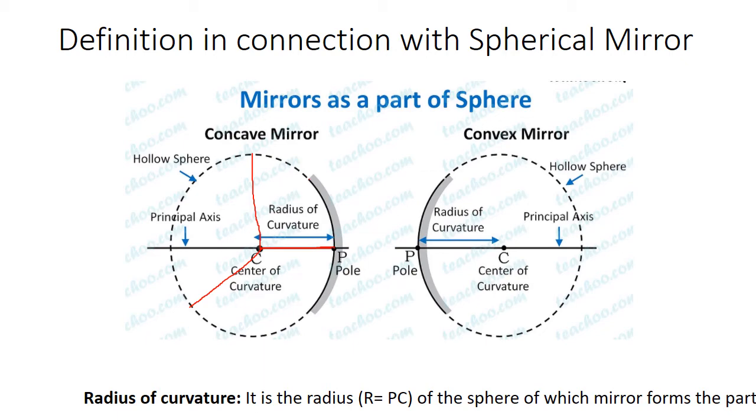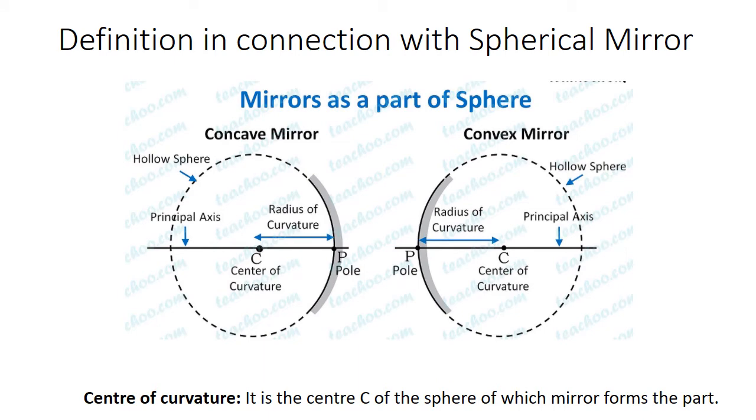Similarly, for your convex mirror, this distance, the distance between the pole P and the center of curvature C, is known as your radius of curvature. This distance is the radius of curvature.